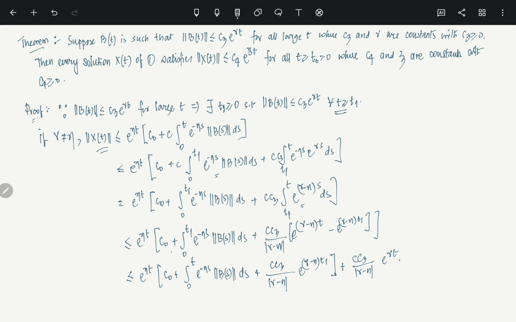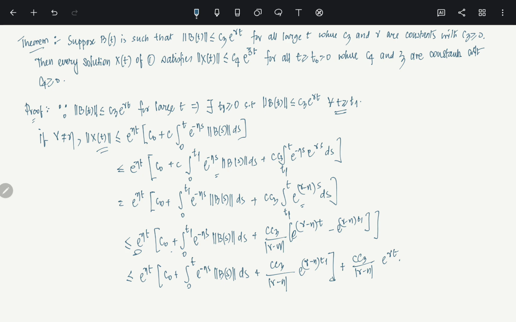Sorry, I should write it like this. I have to change the bracket here. Yeah, the bracket I should write here. You see, e to the power eta t and e to the power minus eta t get cancelled out, so e to the power gamma t is here, right? That's what I wrote. Okay, fine.